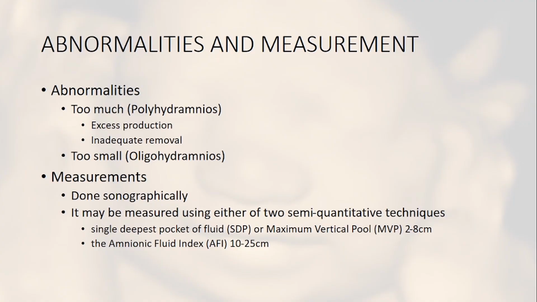Now, I mentioned that one of the objectives of this lecture is to talk about the problems that can be associated with the amniotic fluid. So the problem can either be that the fluid is too much, which we call polyhydramnios or hydramnios, or it is too small, which is oligohydramnios. How do we assess this? Usually done sonographically, and there are two semi-quantitative methods that can be used: the amniotic fluid index or the single maximum vertical pool, or the single deepest pocket. The normal value for maximum vertical pool is between 2 to 8 centimeters, and for the amniotic fluid index between 10 and 25 centimeters.